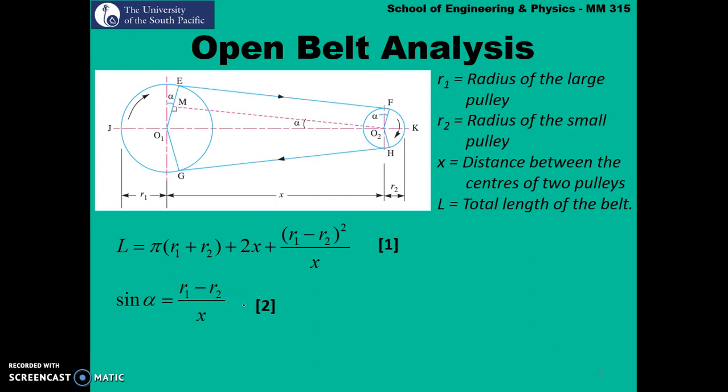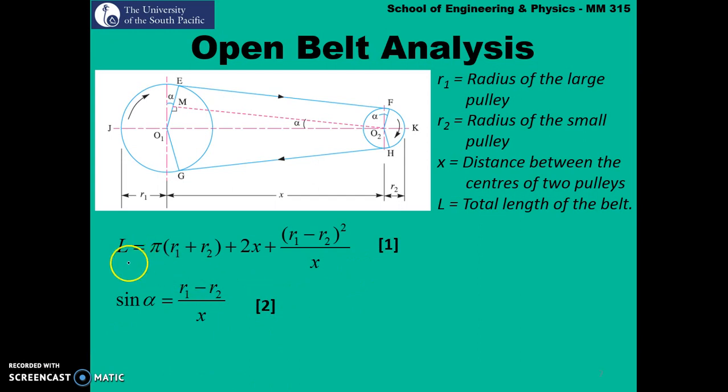Now what we'll do is we'll slowly build towards the analysis bit of this chapter. So let's look at an open belt analysis. The terminologies are pretty well explained over here. R1 is the radius of the larger pulley. R2 is the radius of the smaller pulley. X is the center to center distance between these two pulleys, and L is the length of the belt. So these equations, equation 1 and 2, are only true for open belt drive.